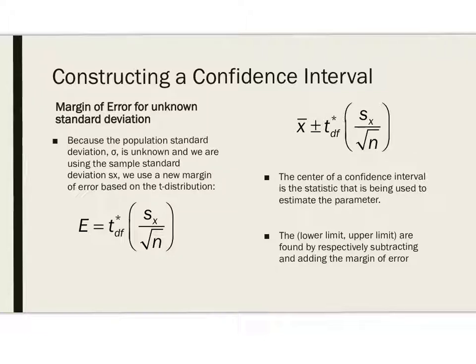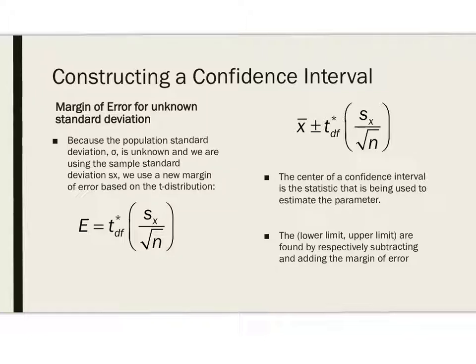Well, because we're taking these things from samples and we don't actually know the standard deviation, remember we had to go back to the t distribution. The t distribution gives us a different critical value, which we call t star, but it's found the exact same way as z star, and a different standard deviation, which is the sample standard deviation, which we call S of x. Our margin of error now is t star with degrees of freedom times S of x over the square root of n. And we're going to construct the interval like this, based off the normal curve.